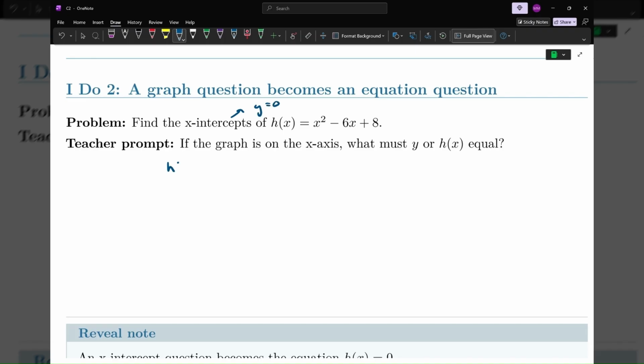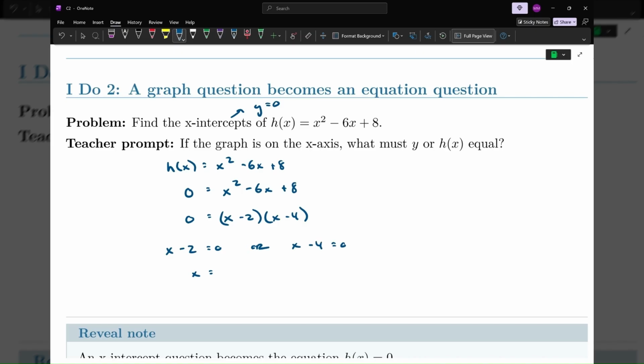So when I have my function h of x equals x squared minus 6x plus 8, if I'm at an x-intercept, that means y must be 0, so I can just chuck 0 in for the output. So 0 equals x squared minus 6x plus 8. From video C1, I'm just going to solve this by factoring. I can see really quickly, I can factor this into x minus 2, x minus 4. Zero product principle says either this is 0 or this is 0, and then solve. So x is 2 or x is 4.